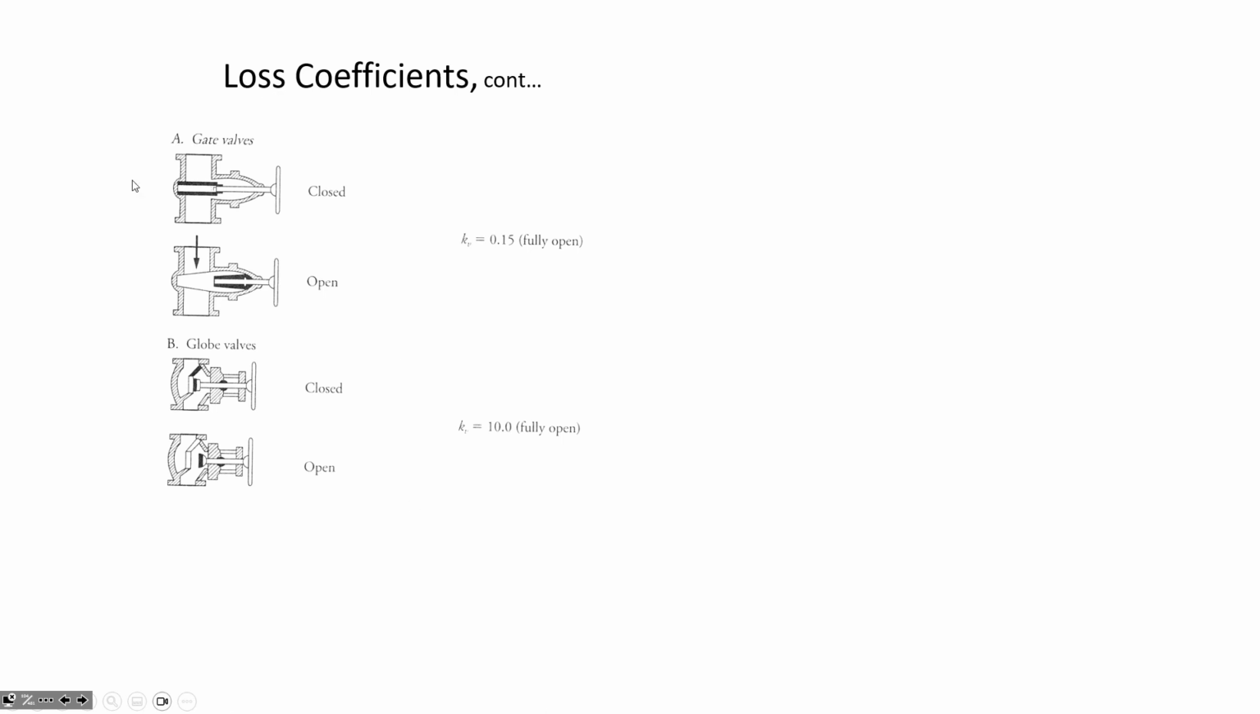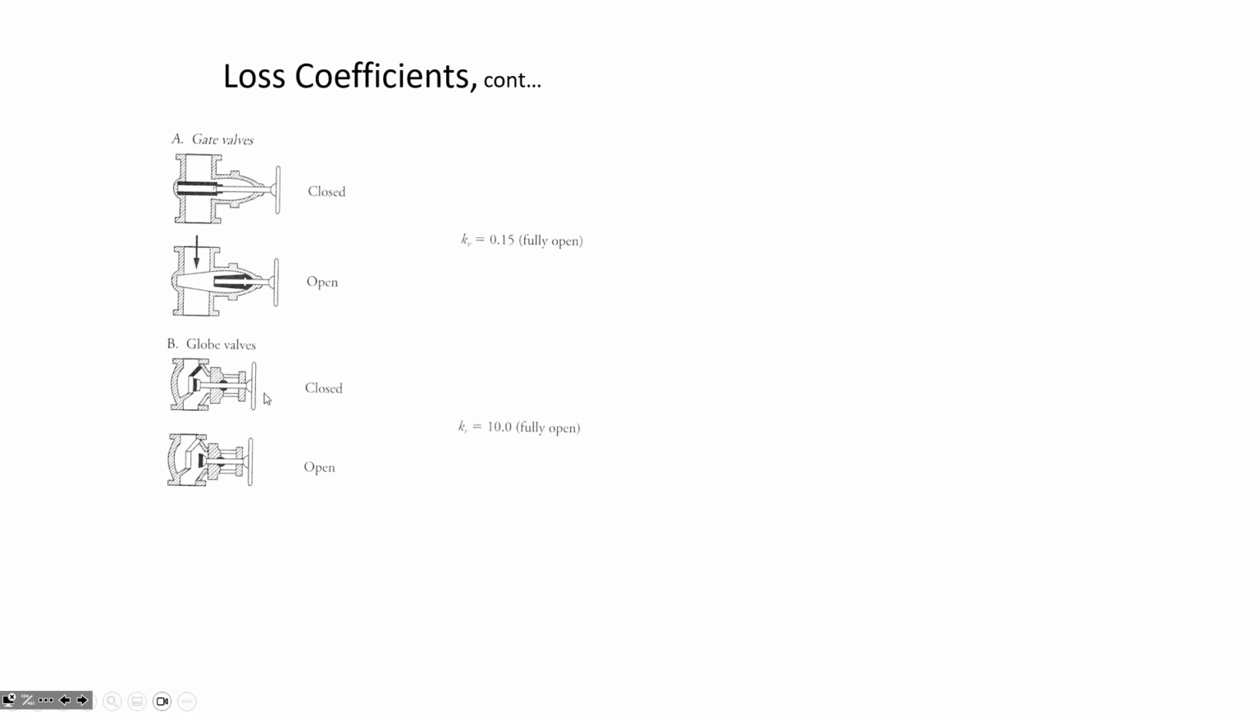Here is a graphic of a gate valve, one that's closed and one that's opened. The closed gate is just like a piece of metal that's inserted into the pipe. And so the water can't flow through that metal plug. But when you pull the plug out of the way, the water is able to flow through the pipe in the same direction. It's exiting in the same direction that it enters.